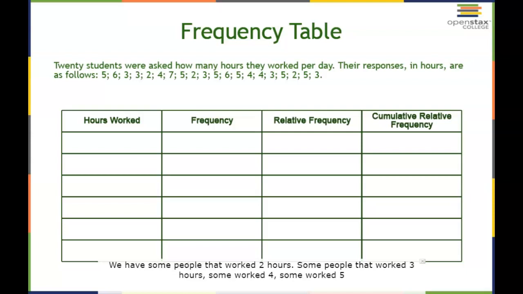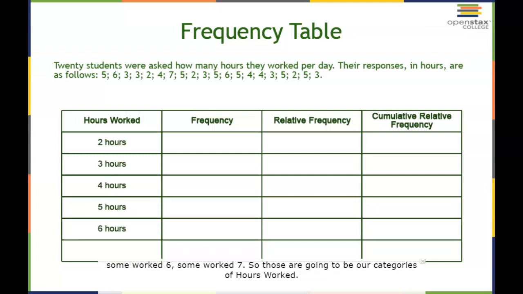The hours worked are just going to be those categories that are in the raw data itself. We have some people that worked 2 hours, some people that worked 3 hours, some worked 4, some worked 5, some worked 6, some worked 7. So those are going to be our categories of hours worked. Yes, I know they're numbers, but they're still categories.